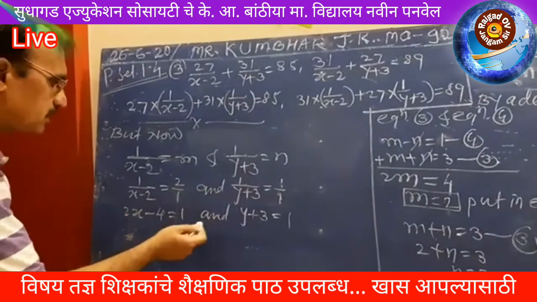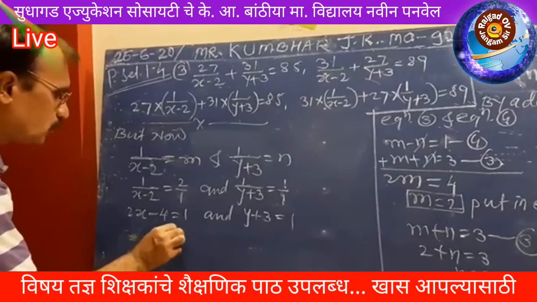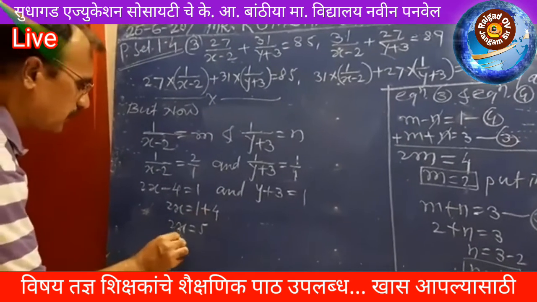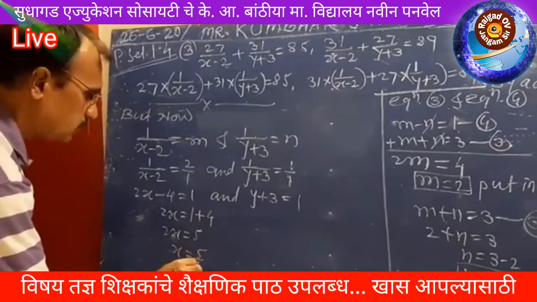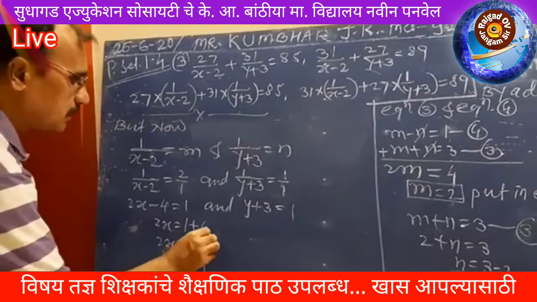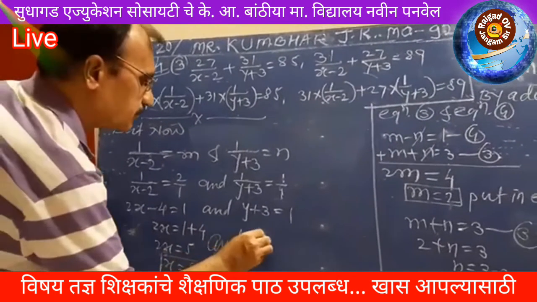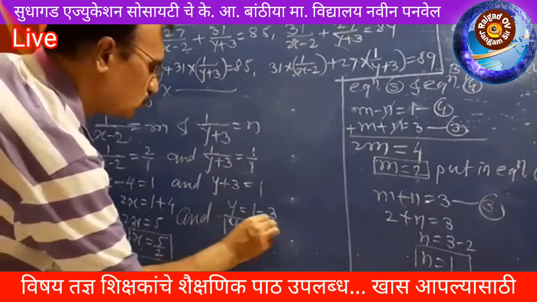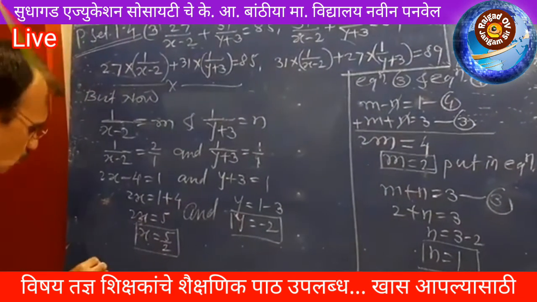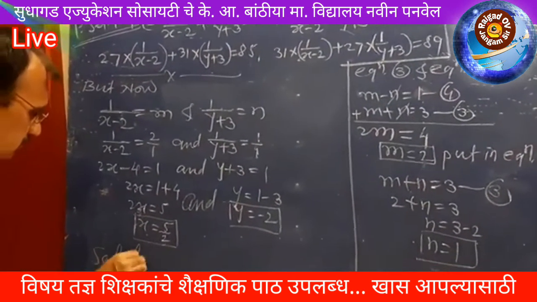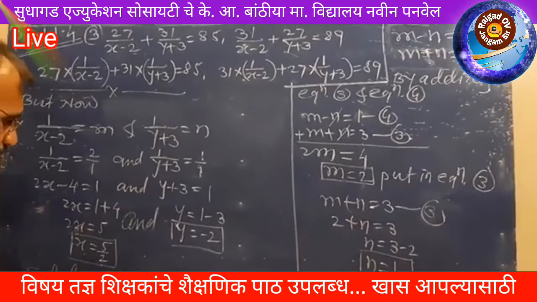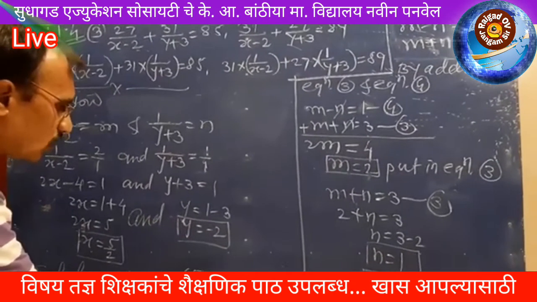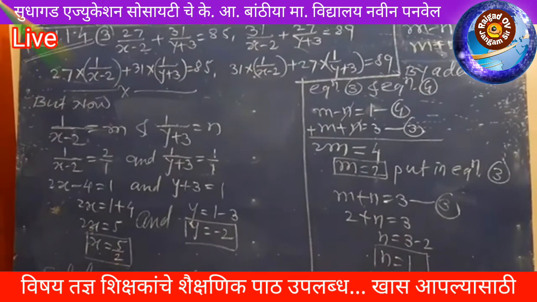Here minus 4 taken to that side becomes plus 4, means 2x is equal to 1 plus 4, 2x is equal to 5, and x is equal to 5 by 2. And y is equal to 1 minus 3, and y is equal to minus 2. Means our final solution (x, y) is equal to (5 by 2, minus 2), which is the required answer of this example.